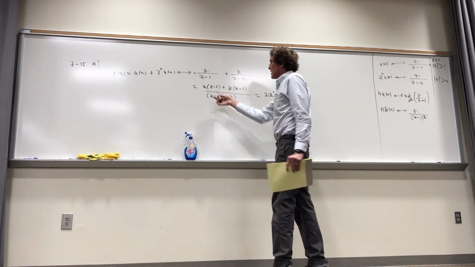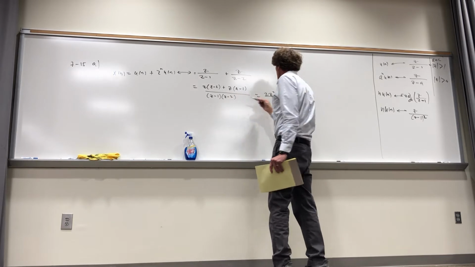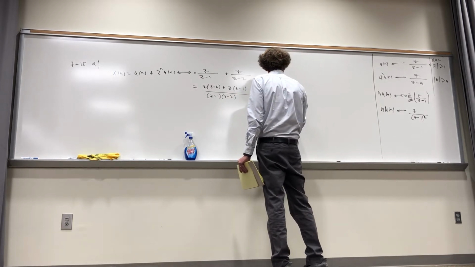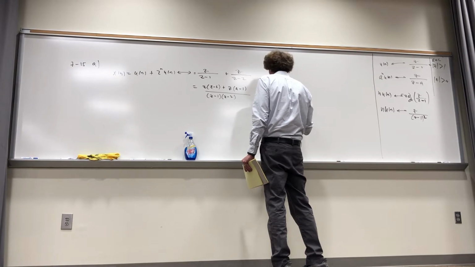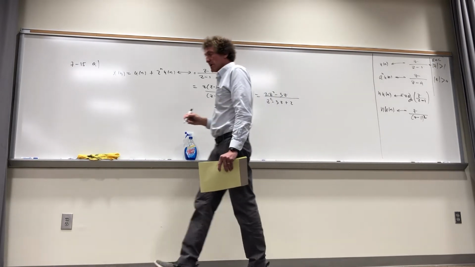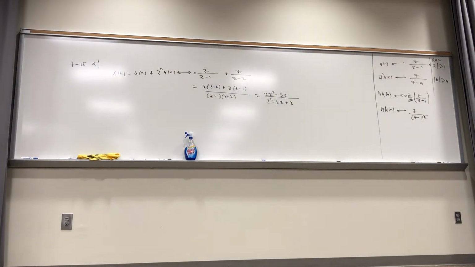And then I have minus 2z, and I have minus 1z or minus 3z all over, and if you want, it would be z squared, right? And then it's going to be minus 3z plus 2. And that would be a fraction. That would be the transform of that, if you want it in terms of a numerator and denominator.